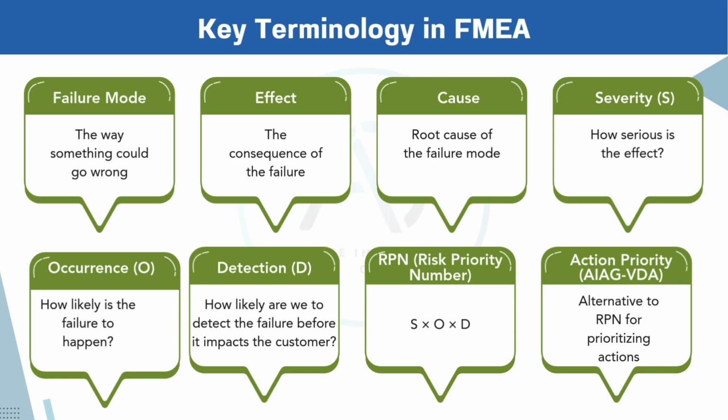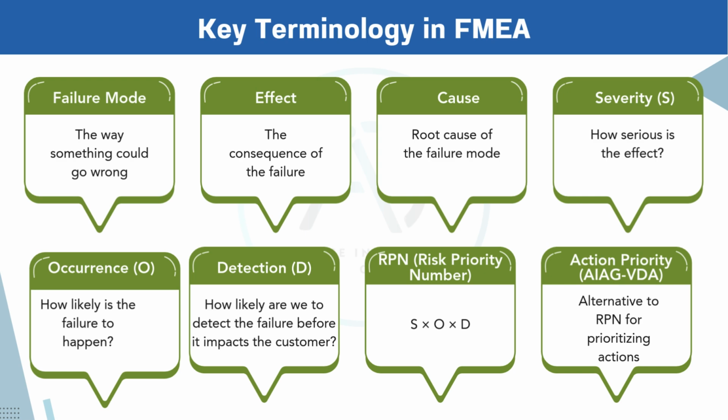7. RPN, Risk Priority Number. This is a numeric score calculated by multiplying severity times occurrence times detection. The higher the RPN, the higher the risk, and the more urgently it needs to be addressed.